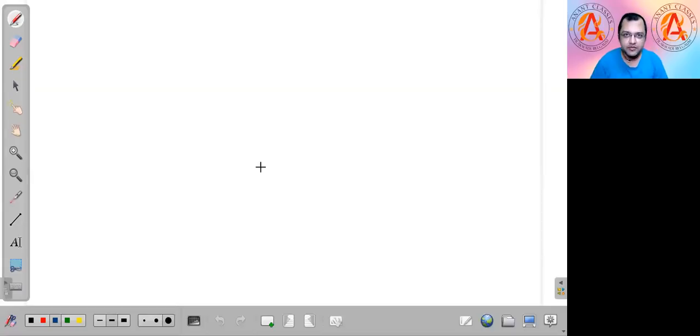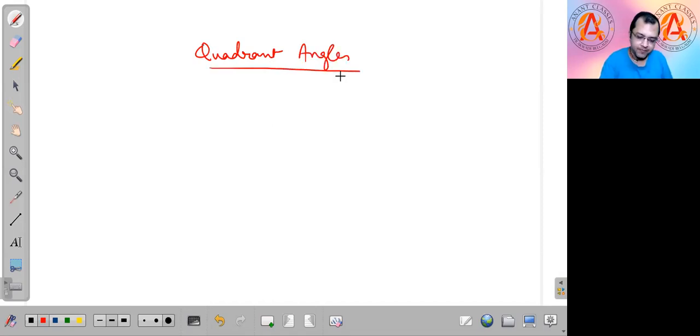Till now, whatever we have done in trigonometry is addition and subtraction of triples, and we have also done calculation of double angle. So today we will start this topic of quadrant angles. Okay, quadrant angles. So let's start this. This is very important.